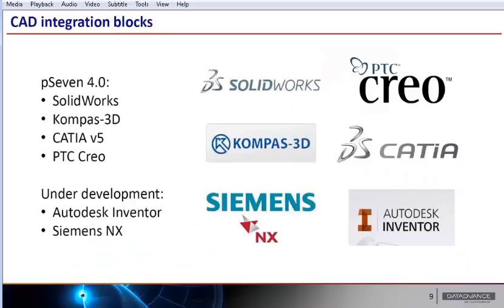In pSeven 4.0, apart from Creo blocks, there are also blocks of integration with SolidWorks, Compass 3D, and CATIA version 5. They have capabilities similar to the Creo block. In the next version of pSeven, we plan to add the integration with CAD systems Autodesk Inventor and Siemens NX. So these blocks are under development now.